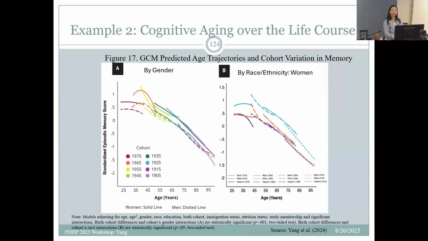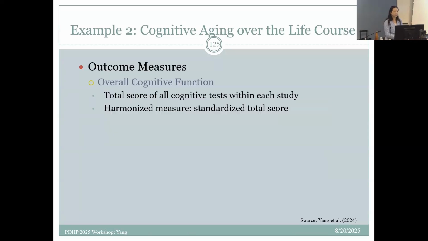where more recent cohorts, the good news is, fare better in cognitive function, with higher mean cognitive function and slower rates of decline in memory. But within cohorts, we see changes in sex, race, and education disparities: in more recent cohorts these gaps are bigger than those in the earlier cohorts. So both across and within cohorts, there are differences in social disparities.